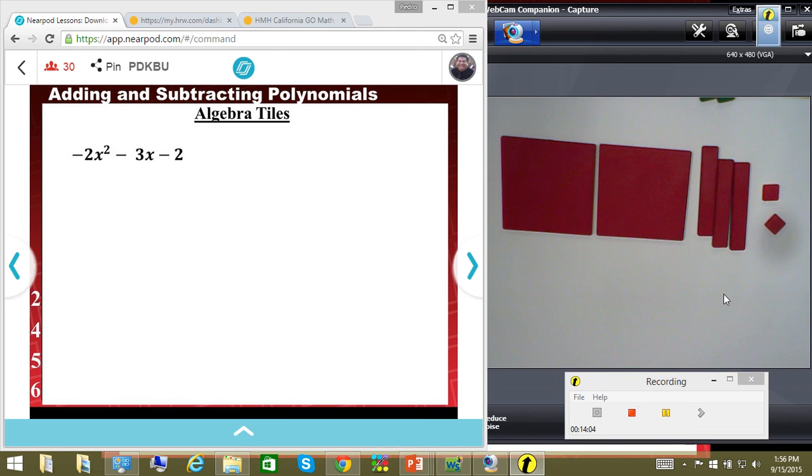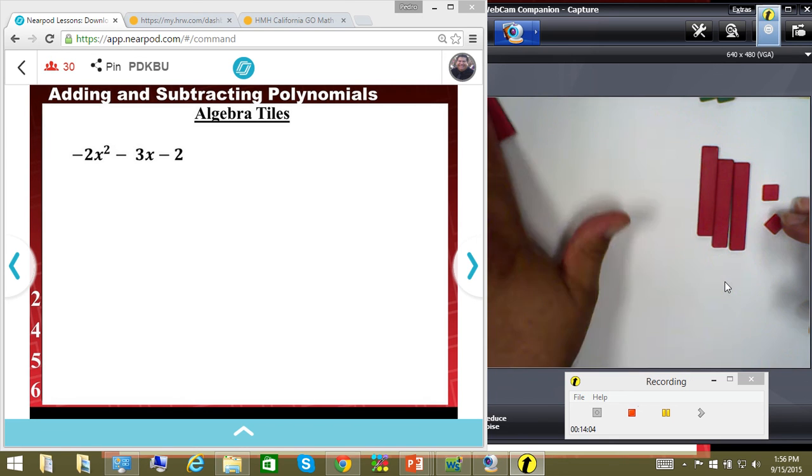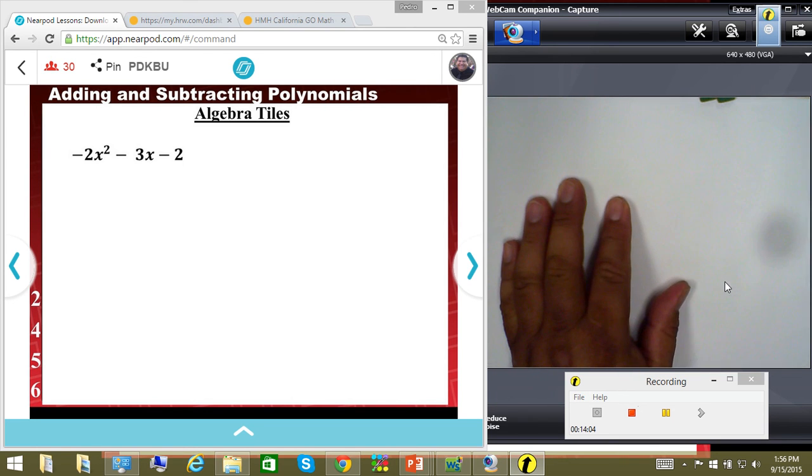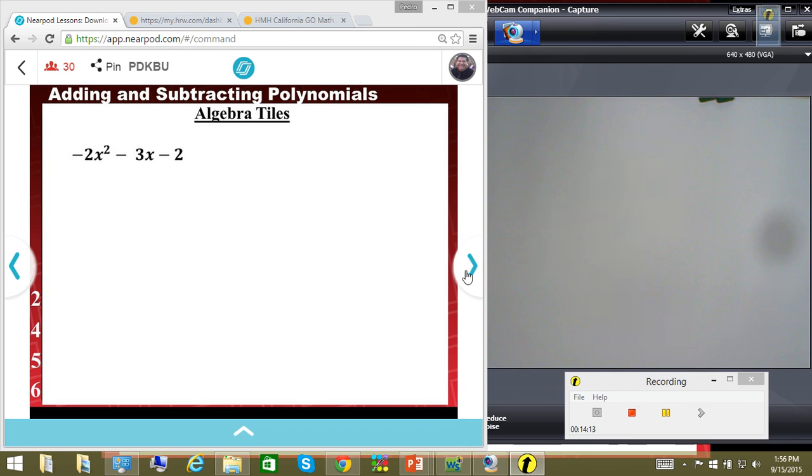Okay, so now that we got the hang of this, yes? Okay, let's slide this over. So on your paper, I want you to copy this next one and write example Q. You're going to write on your paper x squared plus 5x plus 6 in parentheses plus, open parentheses, negative 2x squared minus 3x minus 2, close parentheses.